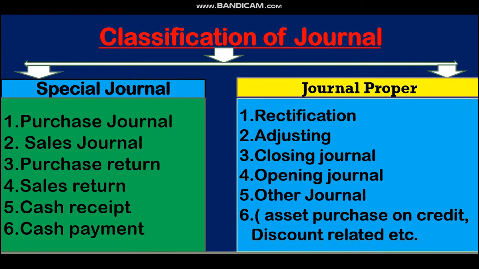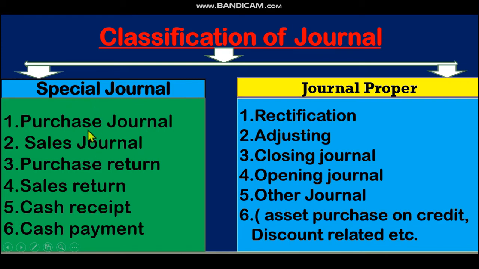Then dear student, now another important topic from this chapter. This is classification of journal. Classification of journal, that means how many types of journal. Dear student, this is an important MCQ question. There are 7 types of journal. Look, at first it is 2 types, special journal and journal proper, and special journal has 6 types. That means a total of 7 types of journal. Purchase journal, sales journal, purchase return, sales return, cash receipt, cash payment, and then journal proper. Dear student, there are 7 types of journal. If it is in an MCQ question, there are 7 types of journal, mainly 2 types, special journal and journal proper, and special journal has 6 types.